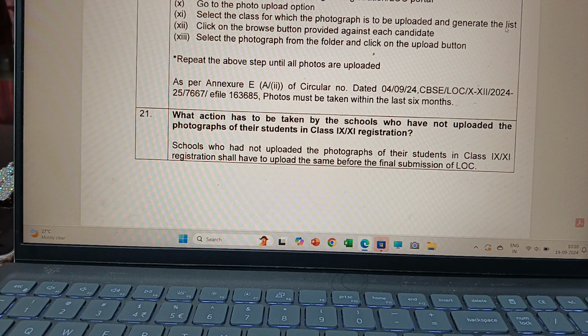What actions have to be taken by the schools who have not uploaded the photographs of their students in the class 9 and 11 registration?